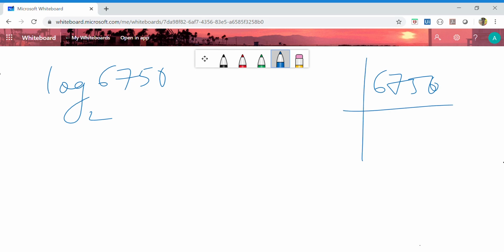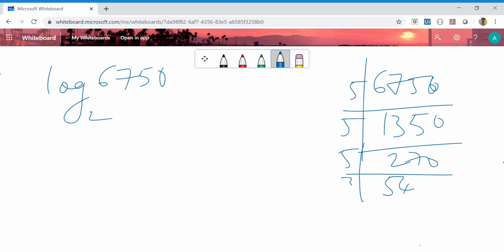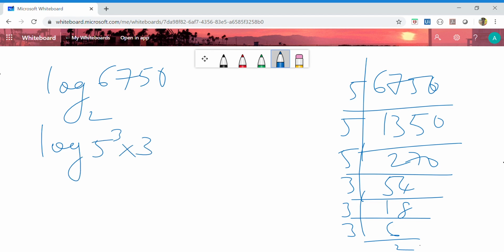So the fourth one is log 6750 to the base 2. So you have to find the prime factors of 6750. 5 goes 1350 times, again 5 goes 270 times, again 5 goes 54 times, and 3 goes 18 times, again 3 goes 6 times, again 3 goes 2 times. So we can write this as logarithm of 5 cube into 3 cube into 2, everything to the base 2.